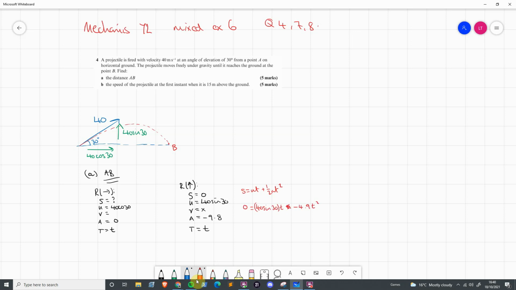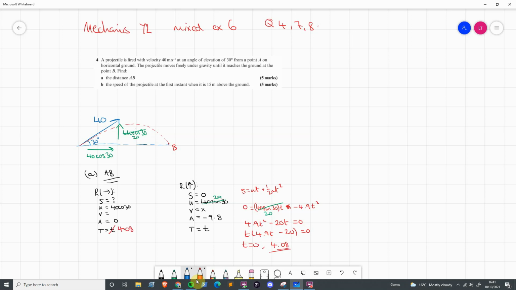If I go to solve that, well, in fact, 40 sin 30, sin 30 is just a half, so this is in fact 20t. That makes it a little bit easier, so I'll replace that all the way throughout with 20. I can factorize this. I'll make it positive first: 4.9 t squared take away 20t equals 0. Factorize out a t. So I've either got t equals 0, which is at the start, obviously not what we're interested in, but we've also got t equals 4.08, which is the one we are interested in. So now I've got my time.